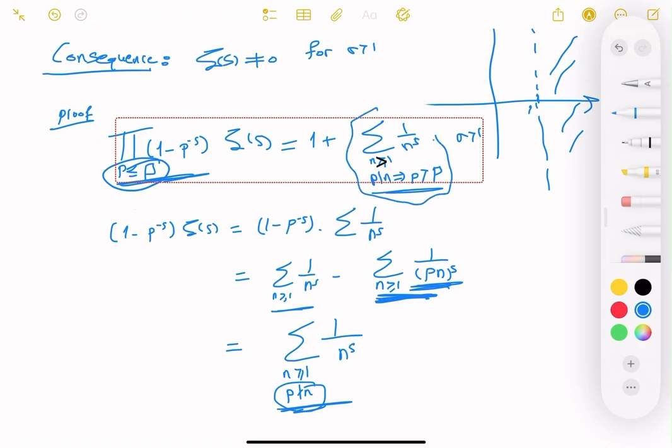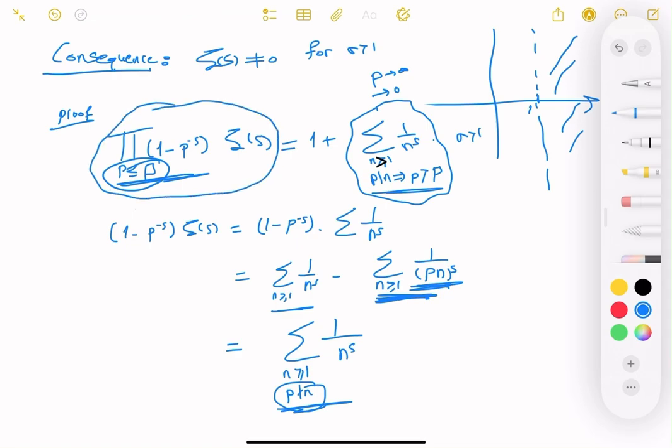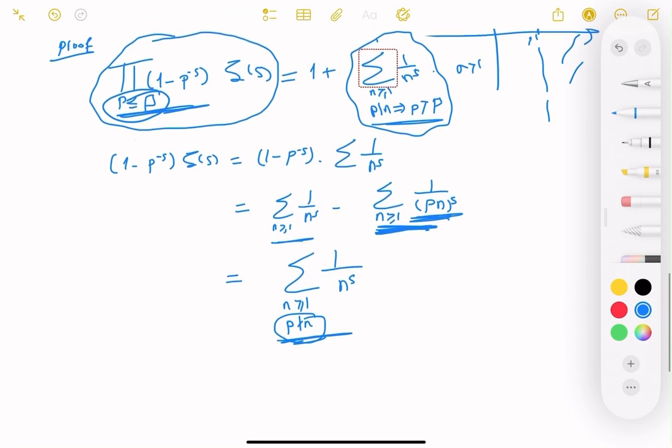This thing here, it's a tail of a convergent series. So again, it goes to 0 as big P goes to infinity. So you can show that this goes to 0 as big P goes to infinity, which means that for big enough P, if we choose P big enough, then this can never be 0. The left-hand side can never be 0 because it's close to 1.